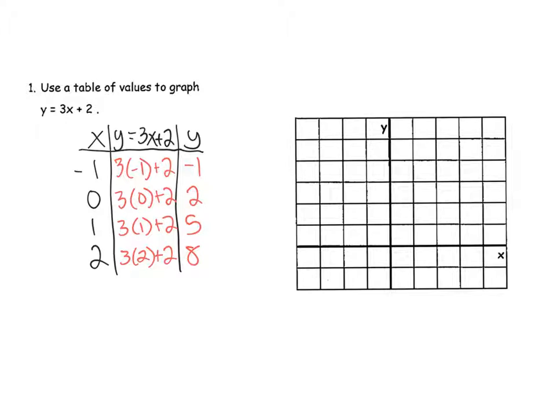-1, comma, -1. Zero over 0, but up 2. Over 1, up 5. Over 2, up 8. So I'll just go to 8. Just make it happen. 1, 2, 3, 4, 5, 6, 7, 8. It's kind of like maybe there somewhere. Connect the dots.